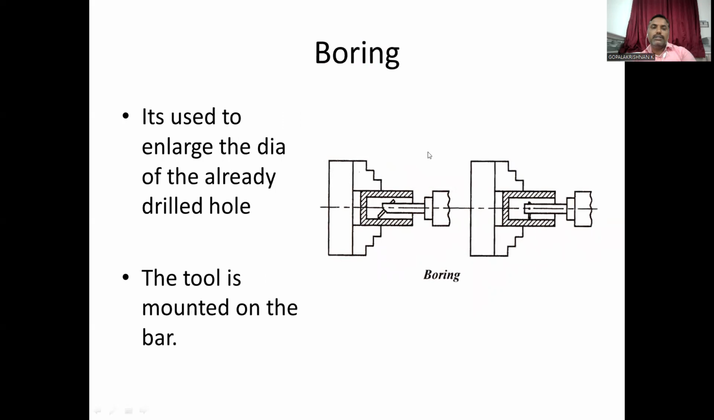Then the next one, boring operation. It is used to enlarge the diameter of an already drilled hole. Here the tool is mounted on the bar.